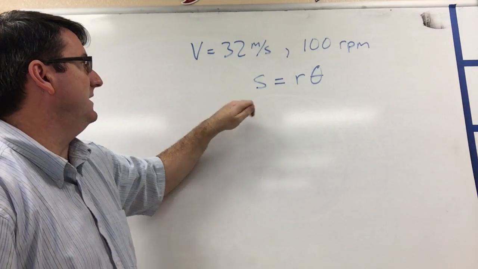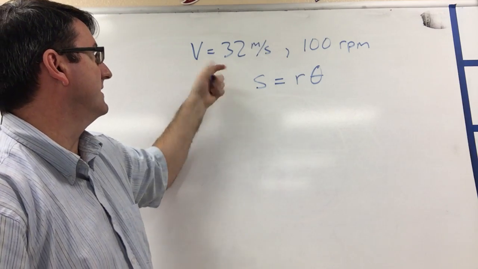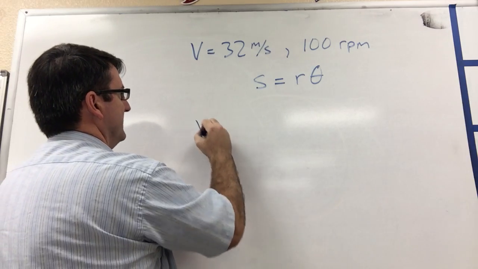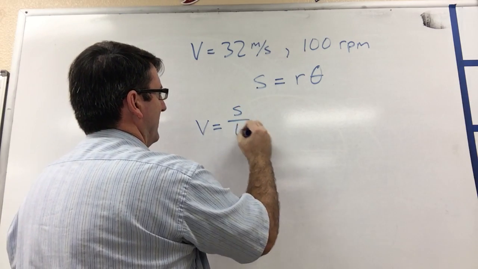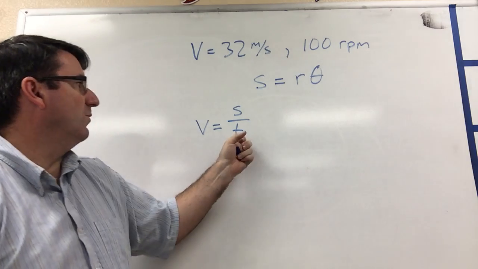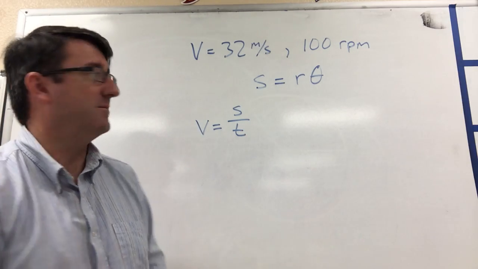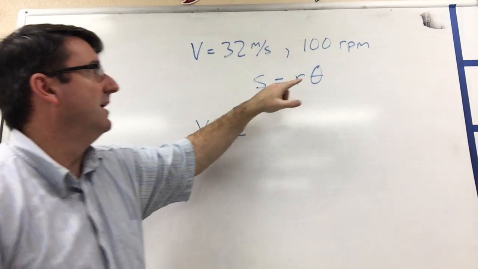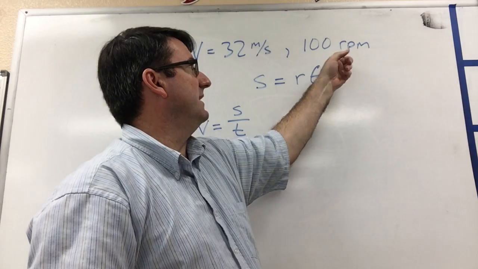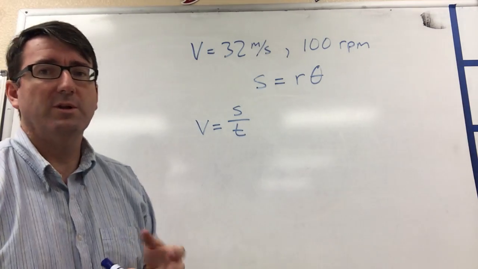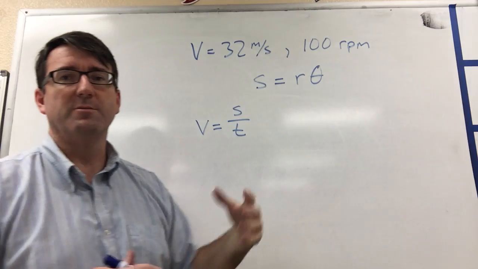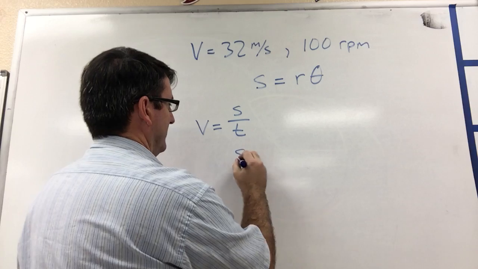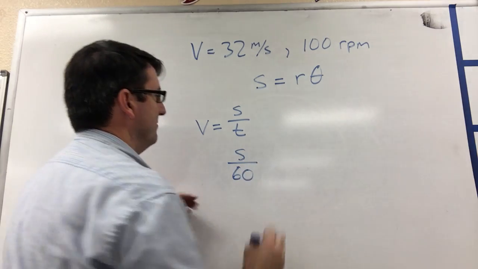All right, so to find the arc length given this linear speed, we first have to think about the equation for linear speed, which is v is equal to s divided by t. And what's the t here? Well, the t is for time. And here notice that our linear speed is in meters per second. Our rate of revolution is in revolutions per minute. So let's get both of these in terms of 1 minute. So let's make that time 60.